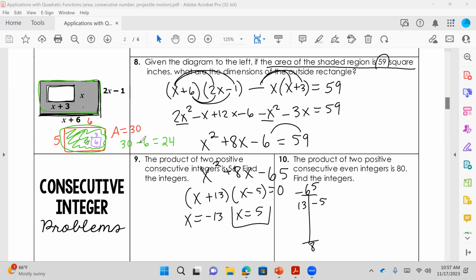Okay, so this is the only answer that makes sense. This doesn't make sense because I can't have a negative dimension. So the x value is 5. So the question asks, what are the dimensions of the outside rectangle? So if I plug in a 5 here and a 5 here, that means this side of the rectangle is 9 and this side of the rectangle is 11. So that means the bigger rectangle, the outside rectangle, is 9 feet. Oh, sorry, 9 inches by 11 inches.